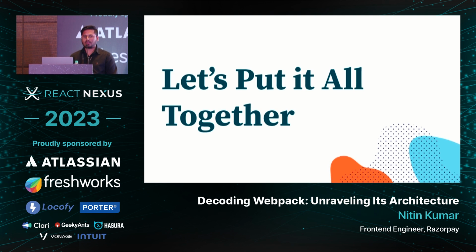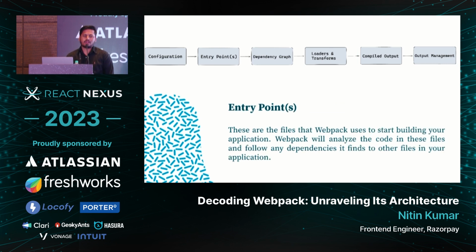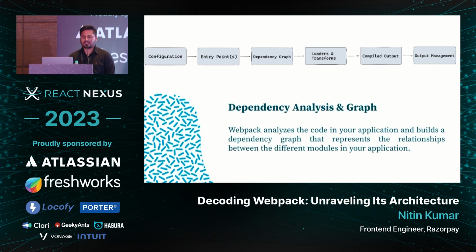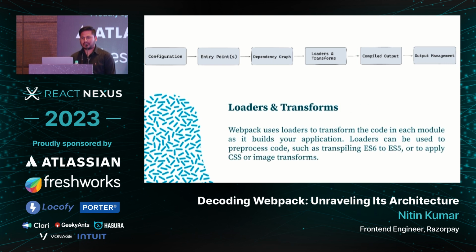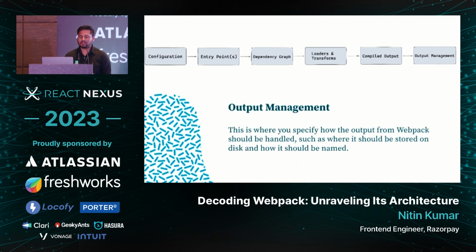So let's put it all together. We start with a Webpack configuration where we define all of our options. Then Webpack starts reading the entry points, creates a dependency graph, applies loaders and plugins for transformation, and then it creates a bundle. When the bundle is created, it checks the output property and outputs it where you want it to be. Now we have the high-level overview of how Webpack works above the hood. Now we can dive in and see how things work under the hood.